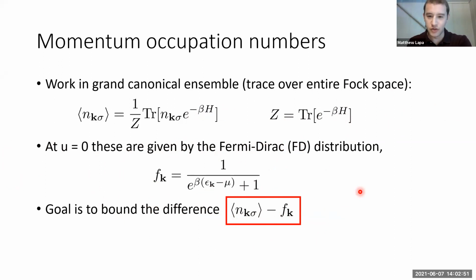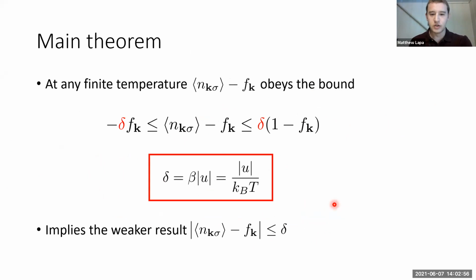And so this is the result. It's very simple to state. I'll just walk through it. This holds for any value of k and at any finite temperature. In the middle, we have the difference of the true momentum occupation numbers and the Fermi-Dirac distribution. And then what's on either side is a little strange looking. First you have this coefficient, which is just the interaction strength divided by k_B T.